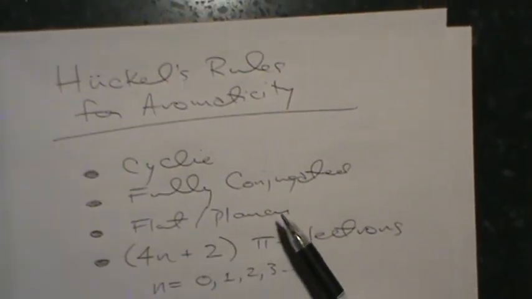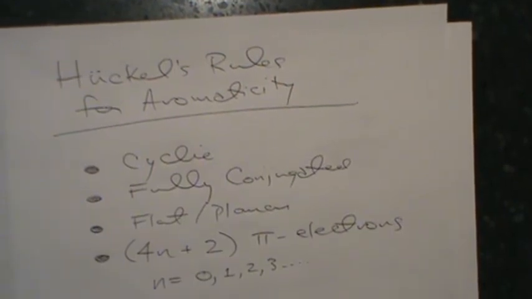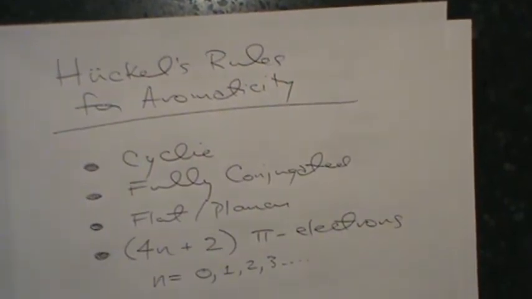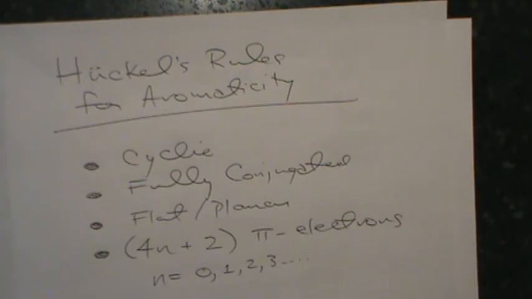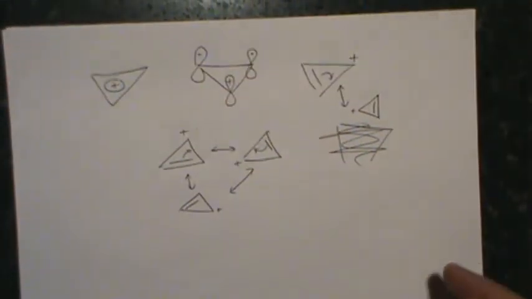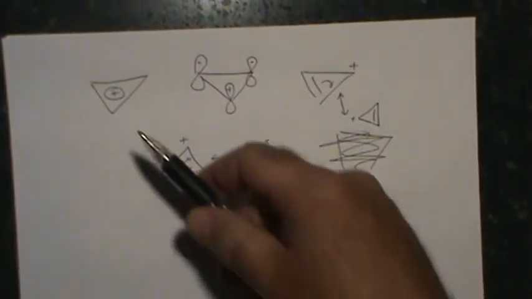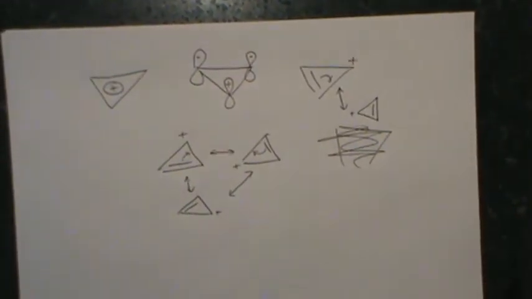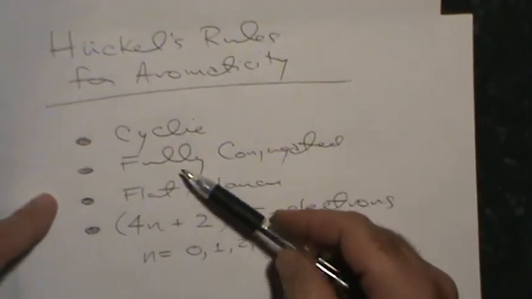Is it flat? It actually must be flat. It's impossible for a three-membered ring not to be flat. We define a plane by any 3 points. So if you pulled one of these carbon atoms out of the plane, you just define a new plane. So a three-membered ring must, by definition, be flat or planar. So it fulfills the first 3, but what about this one?